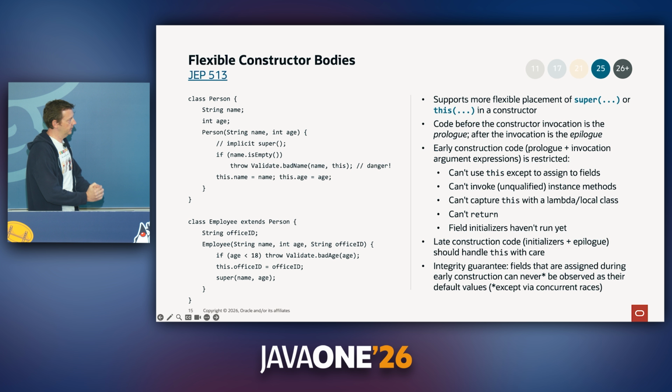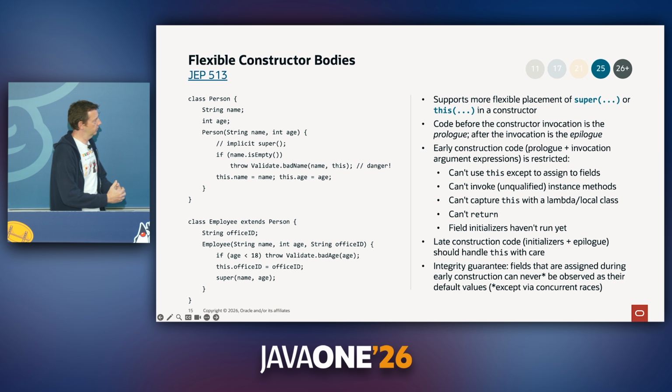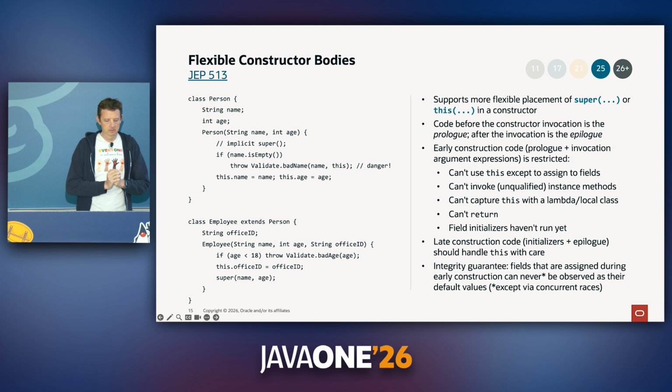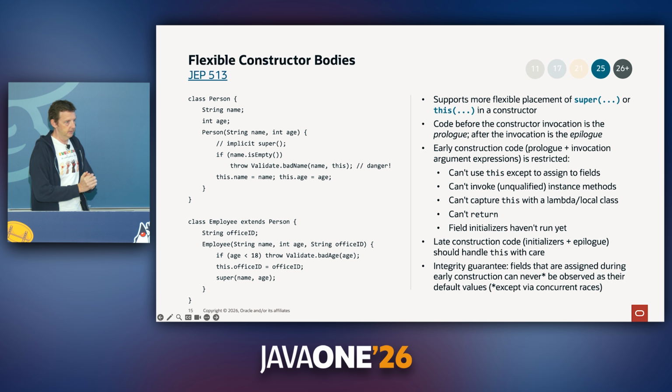Flexible constructor bodies is an enhancement to how constructors work. So there's two components to it. One is that a super or this call in a constructor can be floated downward in the body of the constructor. So you can put some other logic, some other statements before you get to the super or this call. The other aspect of flexible constructor bodies is before you get to that super or this call, you can set your fields. There's a lot of things you can't do that I've listed there on the right.